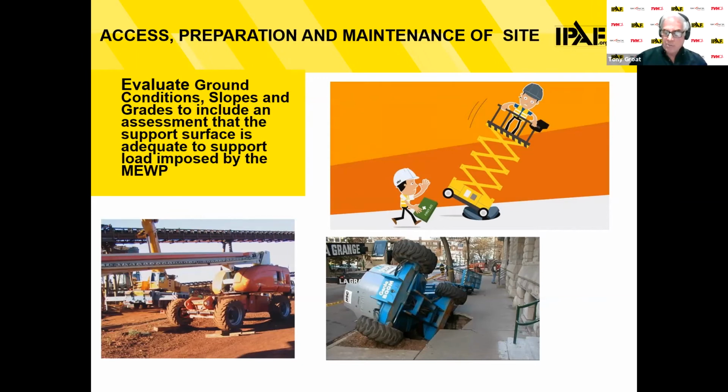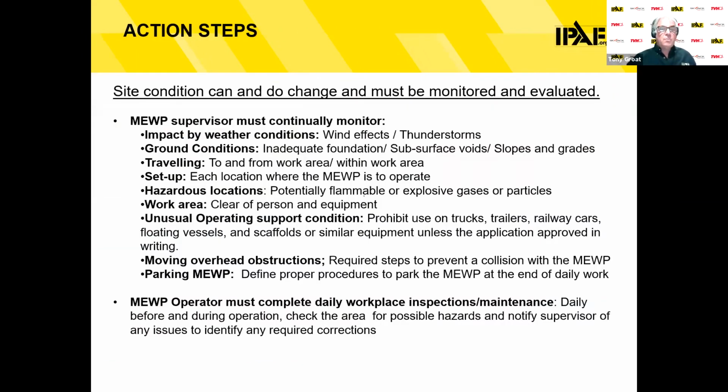Looking at the ground conditions that can change, what are some of the things we need to do and take action on? The MEWP supervisor must continually monitor all of the ground conditions. We have the impact of weather, the impact of daily wind or thunderstorms. Are ground conditions adequate? Was excavation done in that site where we're traveling that may now not be compacted properly to support it? Are there things happening or changing on the job site that we need to be aware of? When we're traveling to and from the work area or within the work area, what potential hazards are there?